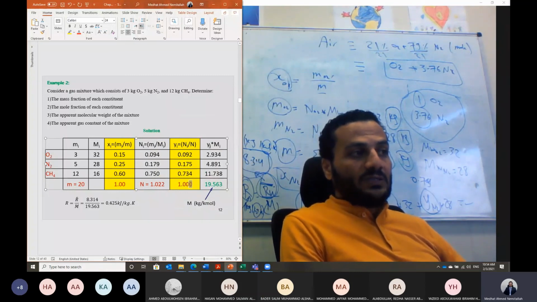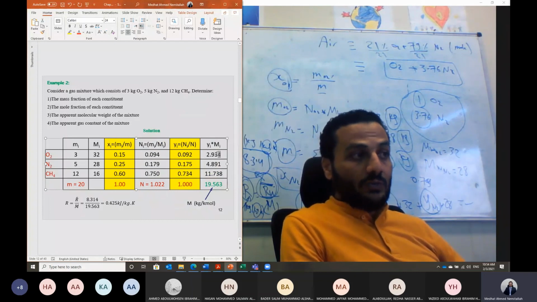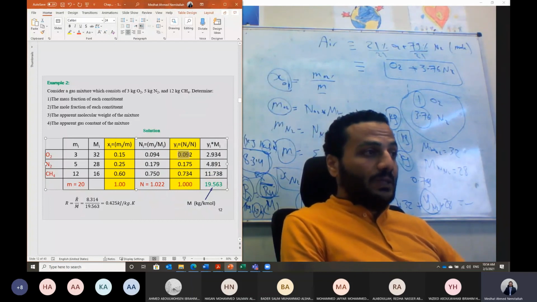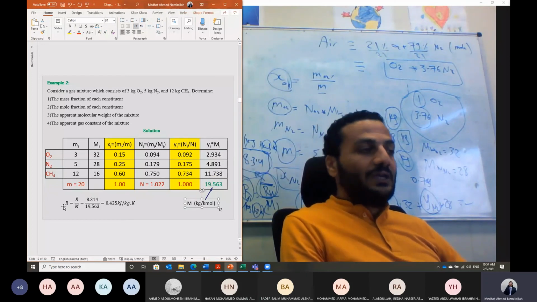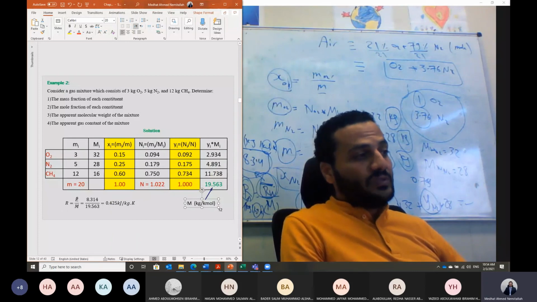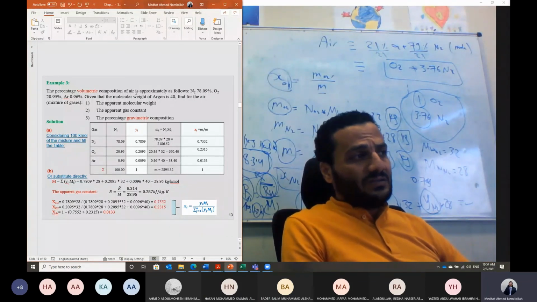The molecular weight is the summation of the mole fraction multiplied by the molecular weight for each component. You can calculate the mole fraction multiplied by the molecular weight for each component, then calculate this for all species and sum them up, and that will give us the molecular weight. And the gas constant is the universal gas constant divided by the molecular weight. This is also, Shabab, another example. You can just practice it. It is the same way.